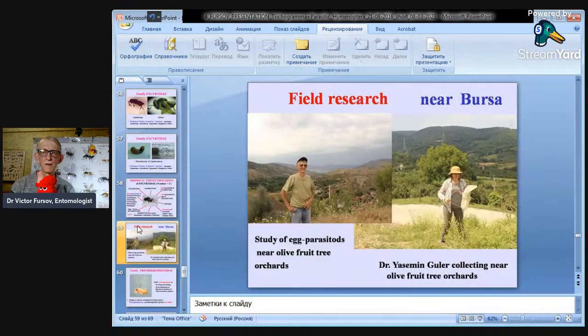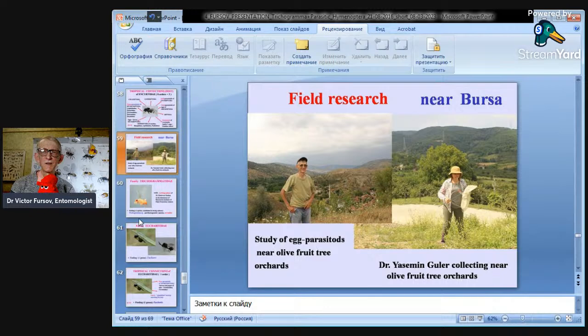Okay, you see we are continuing here, collecting near Bursa. This is in the northwest part of the Turkish Republic.